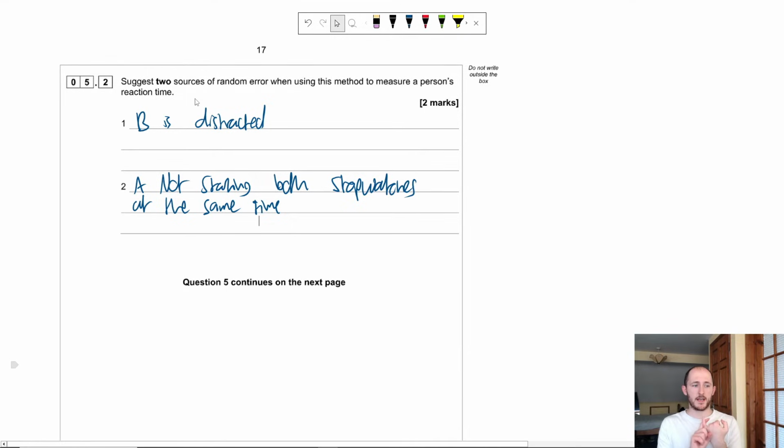So the stopwatch not working, student B not paying attention, right? If you've done experiments in school, you will know that young people get distracted sometimes. Your partner might not be paying the most attention.